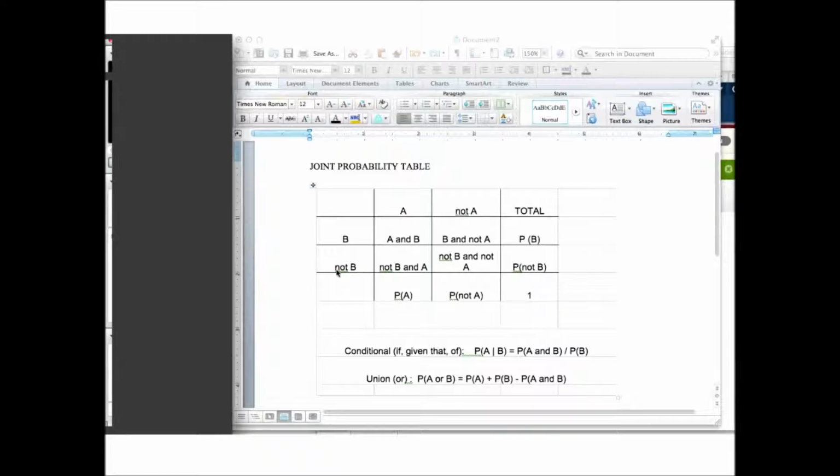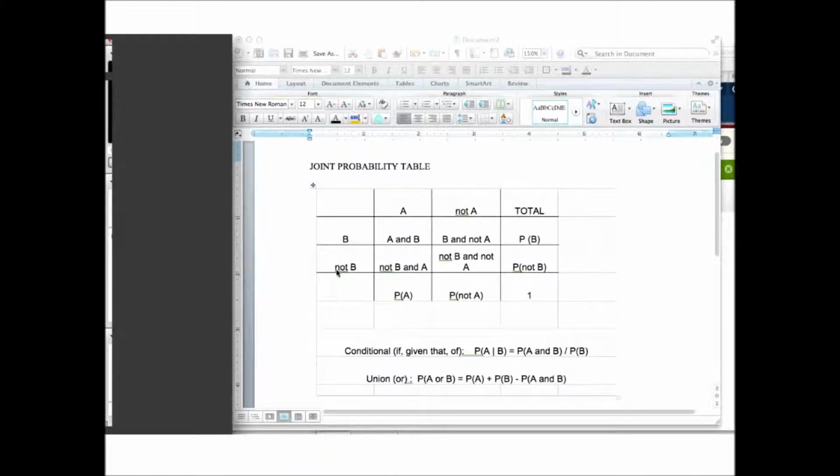Hi everyone. This is a joint probability table. I am doing this just like a short video. I know it's review week because some of you are having an exam this weekend or tomorrow. This is for the probability chapter.